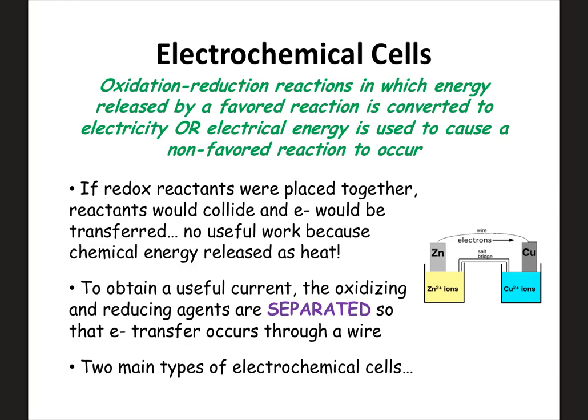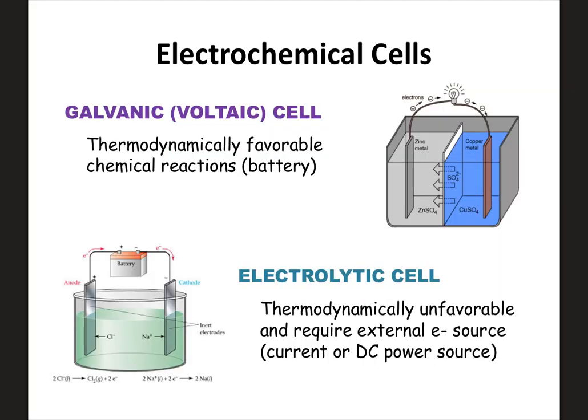There are two types of electrochemical cells that we can look at: galvanic cells, also known as voltaic cells, and electrolytic cells. We're going to focus more specifically in this video on the voltaic cells, but a galvanic or a voltaic cell is a thermo-favored chemical reaction. Essentially, it is a battery. It's generating electricity. Whereas an electrolytic cell is a thermo-unfavored reaction.